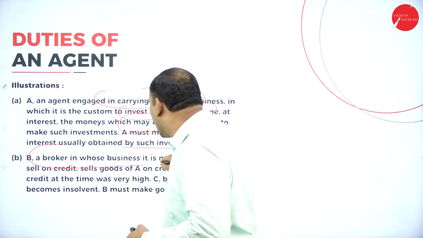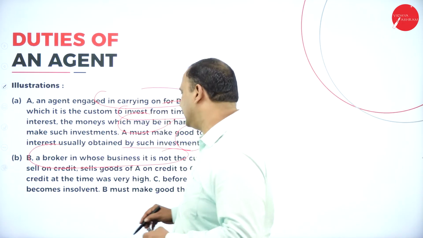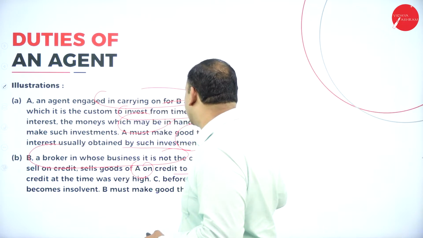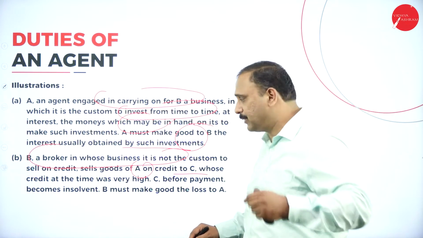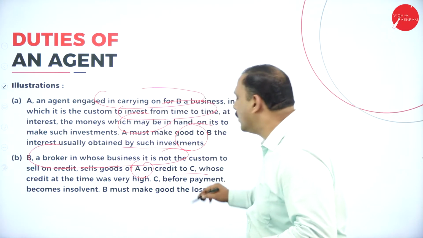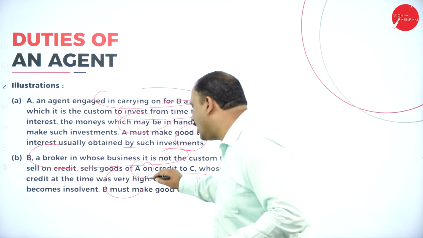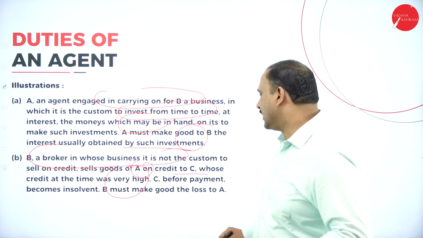B, a broker whose business is not accustomed to sell on credit, sells goods of A on credit to C. Now B is the broker, he is going to sell the goods of A. A is the principal. He sells to a third party called C, whose credit at the time was very high. So what happens?